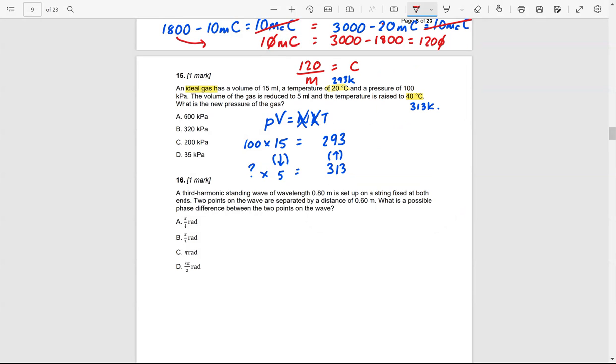Hang on. Right, my dog's just helping with the calculation here.